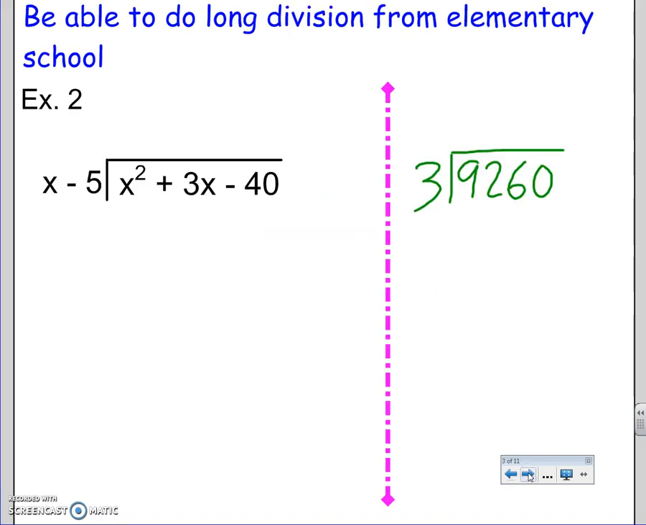All right, now you need to do long division. So y'all have learned long division from elementary school. You may have forgotten. So I'm doing an easy problem first and then a hard problem. So y'all should have done the right side.